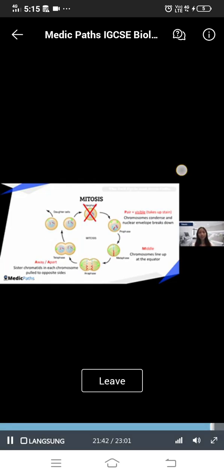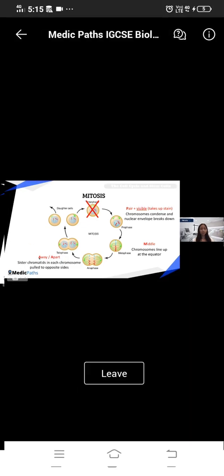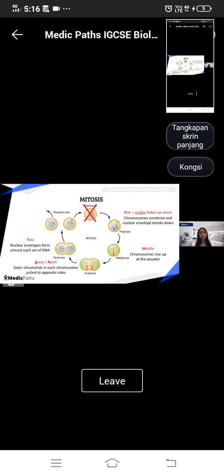Anaphase, A for away, apart. As you can see in this picture, after all the genetic material lines up in the center, they get pulled apart in anaphase. You don't really need to know what exactly is happening just yet. And then in telophase, T for 2, what happens is that the nuclear envelope, remember we said that it broke down earlier?